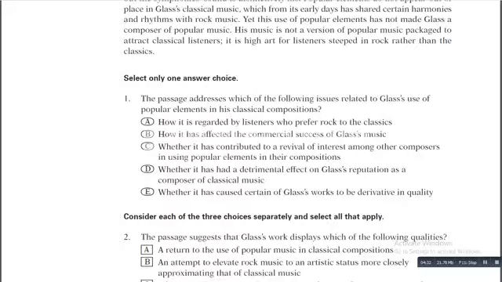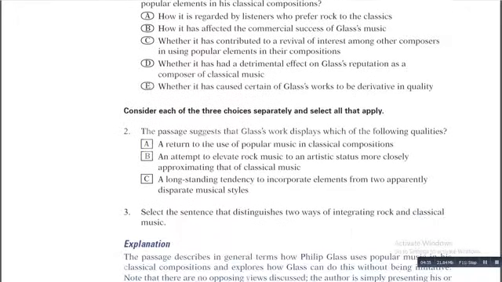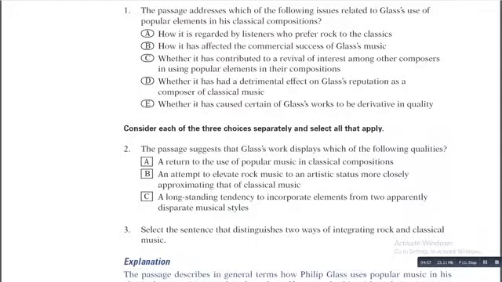Now look at this one. When they say consider each of the three choices separately and select all that apply, that means in these options there is more than one answer that is correct. The three can be correct, or two can be correct. But just look through it before you start answering the question. There will be some guidelines as to how to answer it. For example, here they wrote consider each of the three choices separately and select all that apply. That's a pointer that there is more than one option that is correct here.